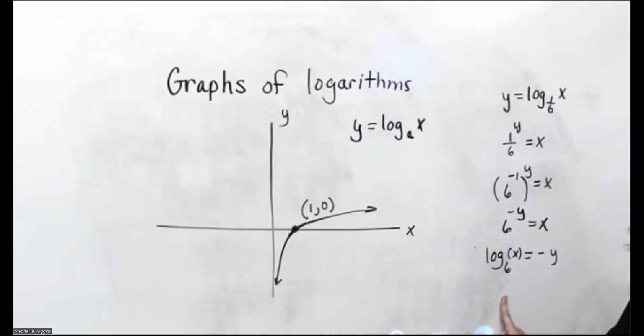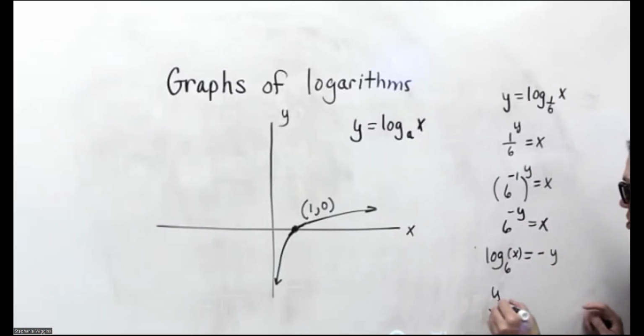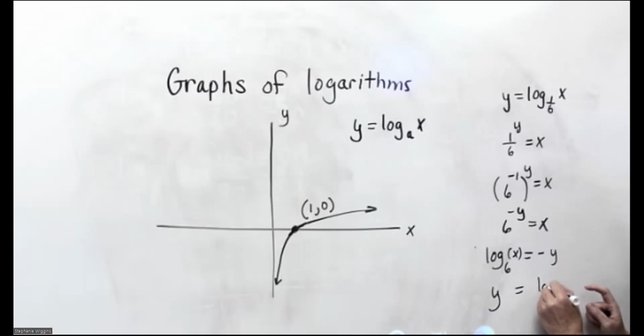So now, writing it like this, I'm going to do one more step. I'm going to divide out by a negative and switch sides. It's two steps. So I switch sides: y equals log base 6 of x, but it's really minus y equals log base 6 of x. So I'm going to multiply both sides by a negative to move that minus.